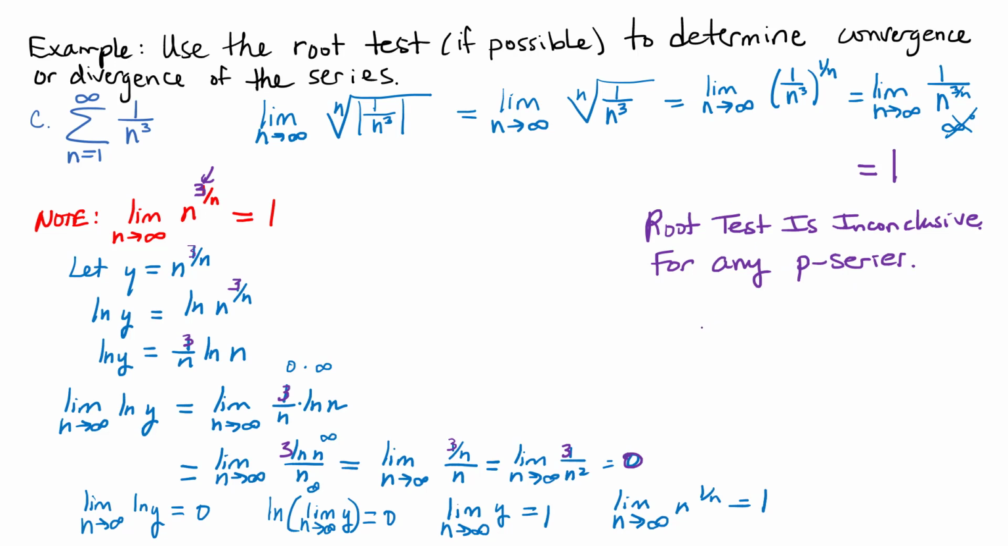Now, as I mentioned before, we do know that this series converges because it's a p series. The series n equals 1 to infinity, 1 over n cubed, is a p series with a power of p equals 3. And since 3 is greater than 1, then we know that this is a convergent series. But the root test won't get us there.